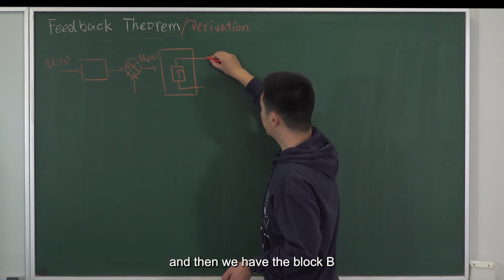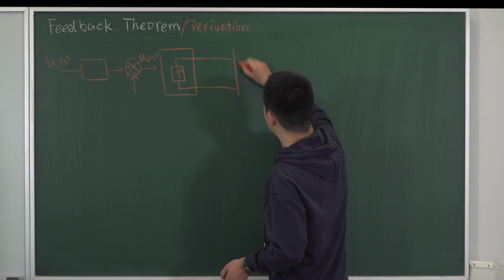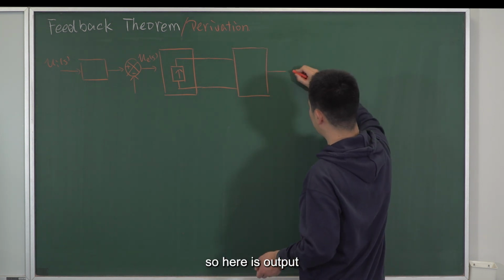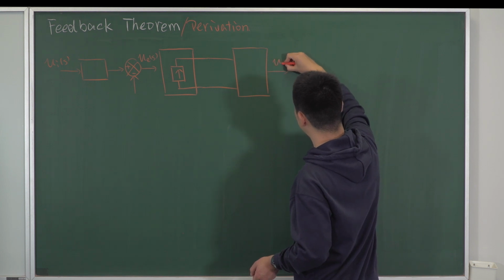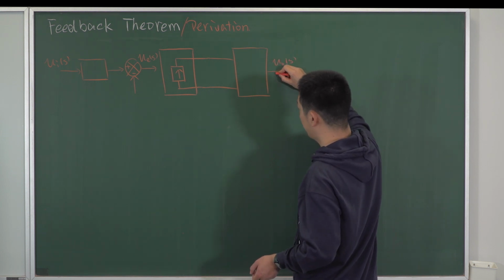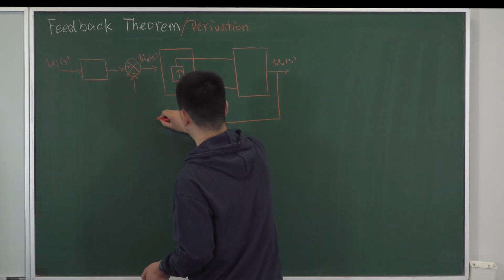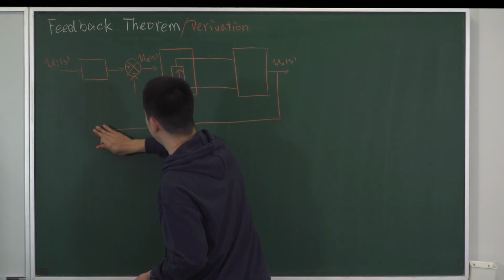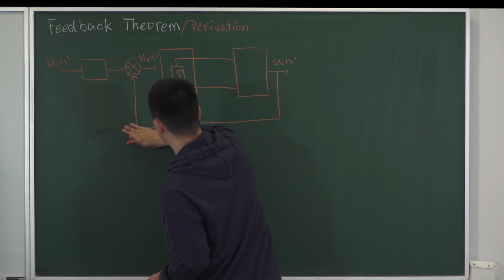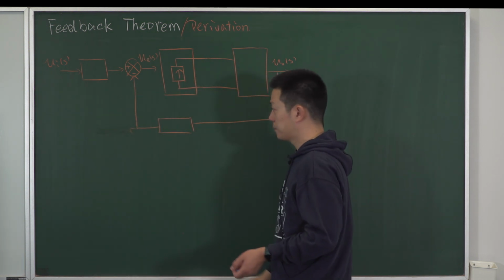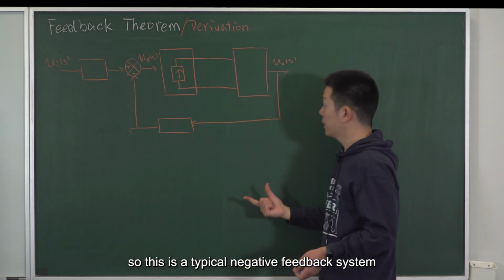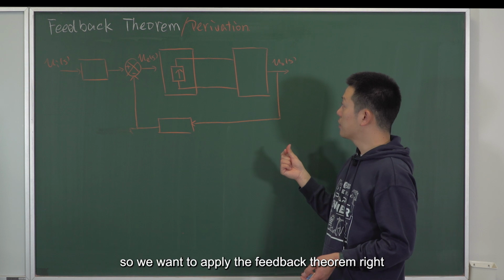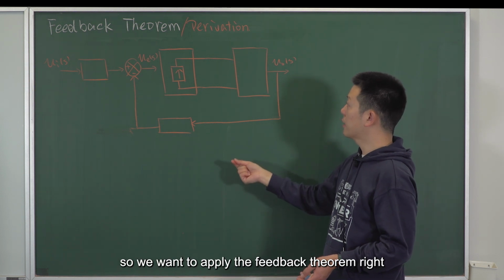And then we have the block B. So here is the output, and this is the feedback signal. So this is a typical negative feedback system. So we want to apply the feedback theorem.